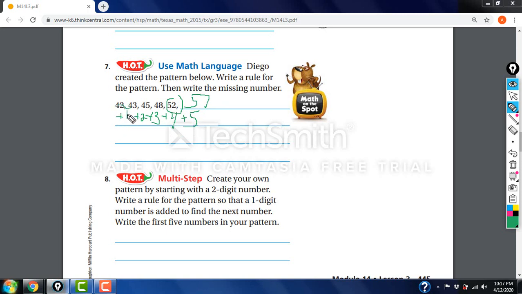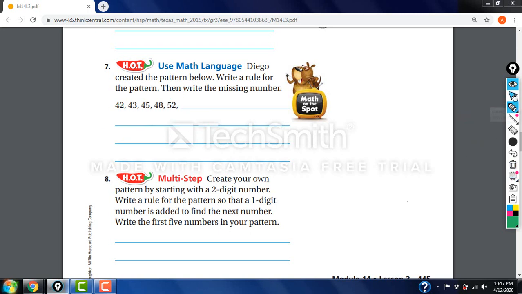You see what I did? I just looked at these two numbers. Now if these two numbers would have been the same, if this number would have been 44, then the pattern would have continued plus 1. But notice how this pattern, they just kept adding one more. One more. Okay?